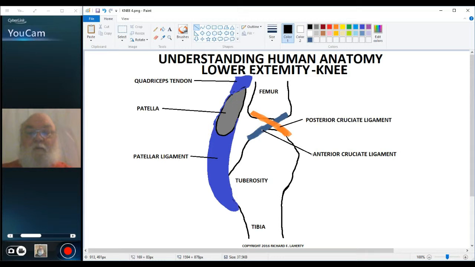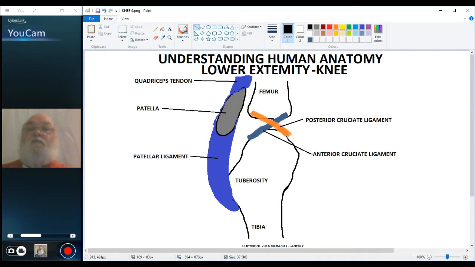Now, the cruciate ligaments act to keep the femur and tibia from sliding across one another anteriorly and posteriorly. The anterior cruciate ligament prevents the tibia moving anteriorly relative to the femur, or the femur moving posteriorly relative to the tibia. The posterior cruciate ligament prevents the tibia from moving posteriorly relative to the femur, or the femur moving anteriorly relative to the tibia.